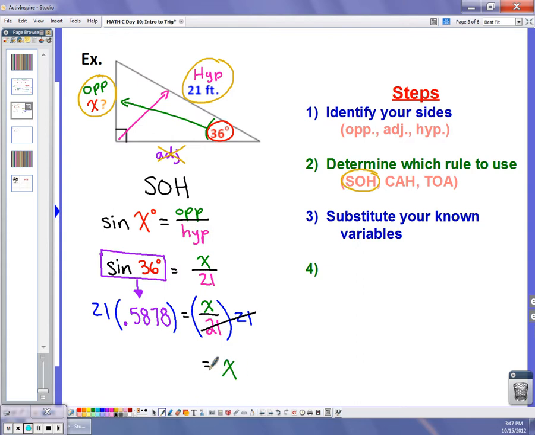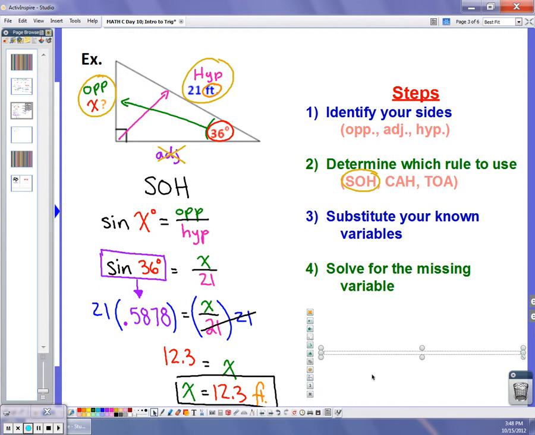On the other side, we can go ahead and do 21 times 0.5878, and we end up with 12.3. So we have 12.3 is equal to x, but as usual, we do need to rewrite it so that it says x is equal to 12.3. And again, check the problem to figure out what label we've been using, and we have been using the label feet, so we have 12.3 feet. So our final answer is x is equal to 12.3 feet. That last step that we did was just solving for the missing variable.